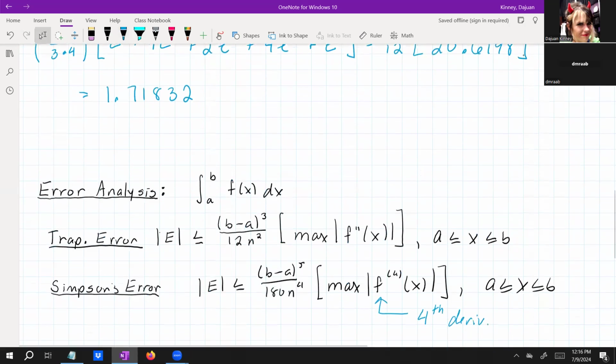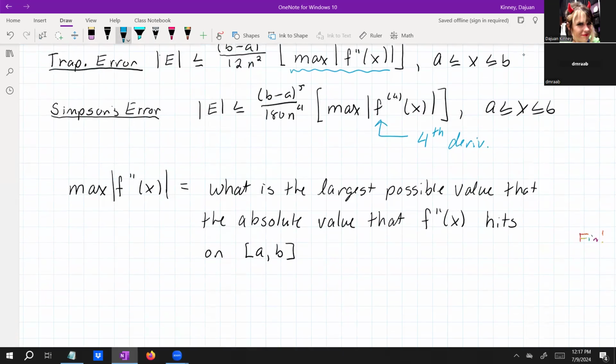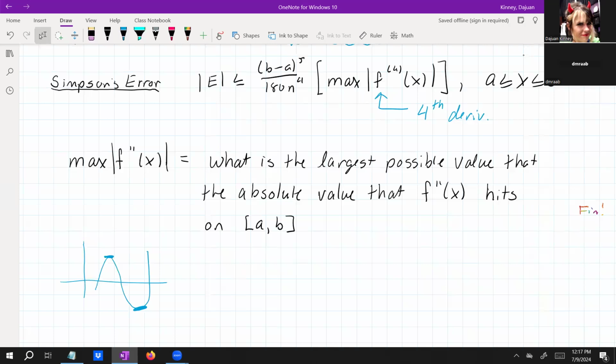The last bit, I am just going to present this, our error analysis. So the trapezoid error, make sure you take the absolute value of that. You can see this one. I'll read it to you. The big thing here is the maximum of the second derivative absolute value. So look at your function. You need to look at your biggest point here and technically your lowest point down there, and see which one's bigger.